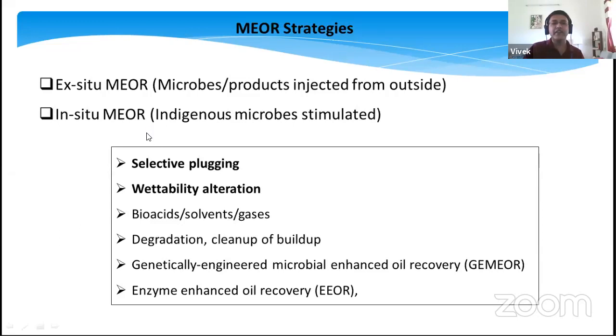One is selective plugging. The second one is the wettability alteration. There are other mechanisms or processes by which the microbes or the products of microbes can facilitate this oil recovery: injection of bioacids, which again comes under the ex situ MEOR process, degradation and cleaning of buildup of oil, and, recently, the use of genetically modified microorganisms, GMEOR. And then another method is enzyme enhanced oil recovery, which is EEOR.